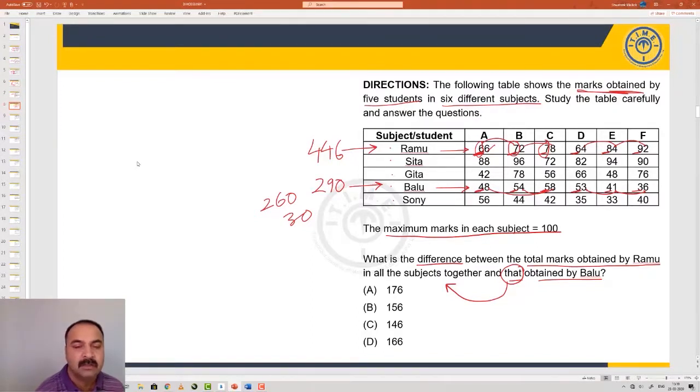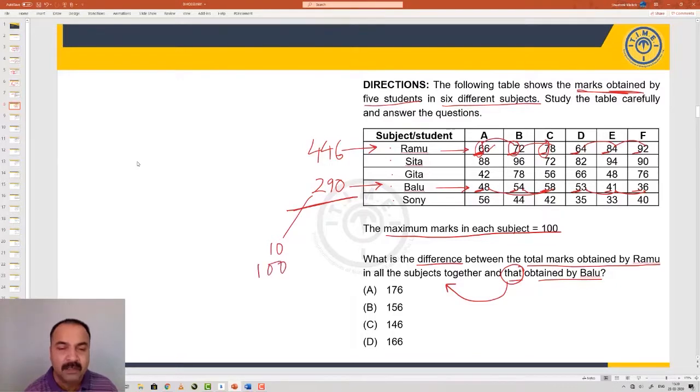So the total marks scored by Ram is 446. Total marks scored by Balu is 290. Now the question is difference between the total marks. What is the gap between these two numbers? So 290 plus 10, 300. 300 plus 100 makes it 400.